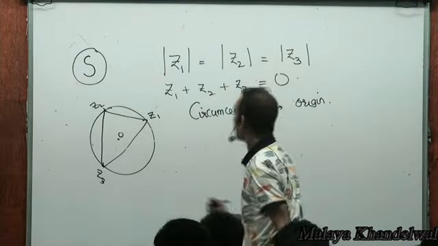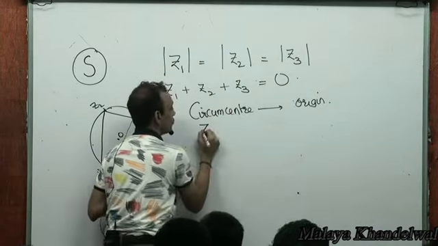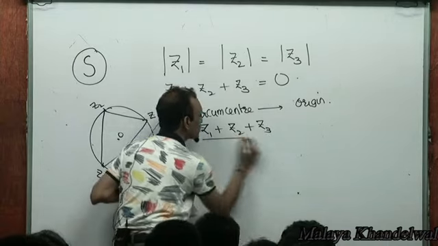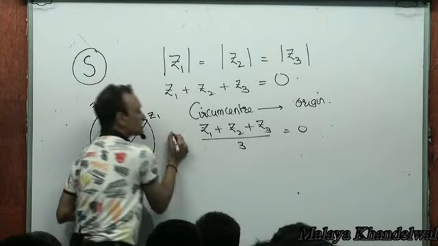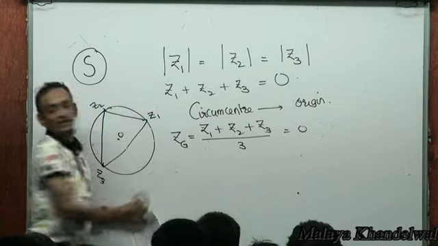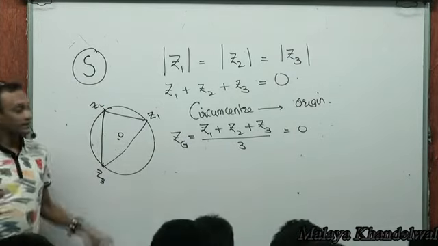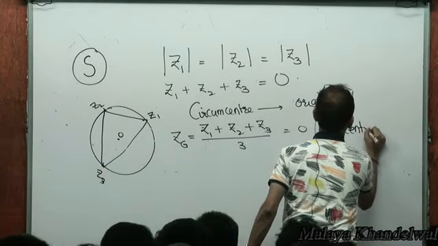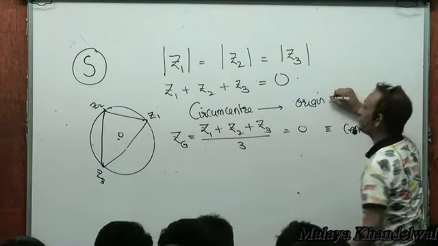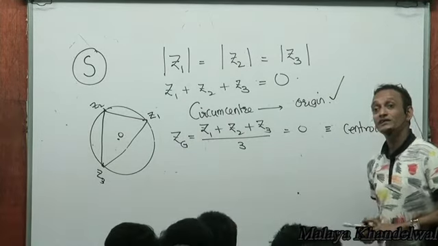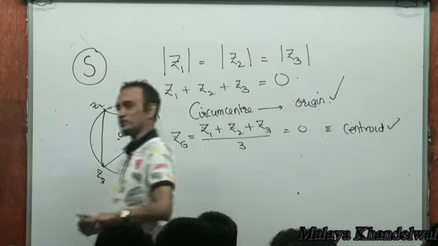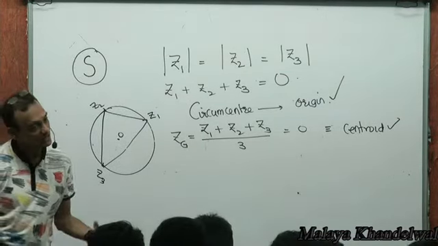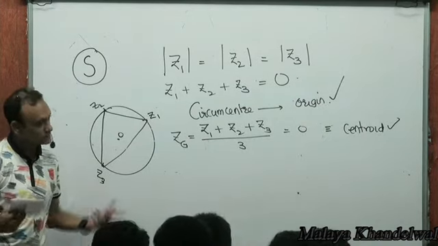Now, if z1 plus z2 plus z3 is 0, then (z1 plus z2 plus z3) by 3 is 0. But what does this give me? The position vector of the centroid of triangle ABC. That means the centroid is also the origin. That means the centroid and the circumcenter coincide. Triangle therefore must be equilateral. If the circumcenter and the centroid coincide, the triangle must be equilateral. Isn't it?